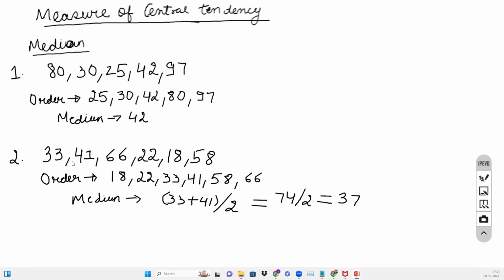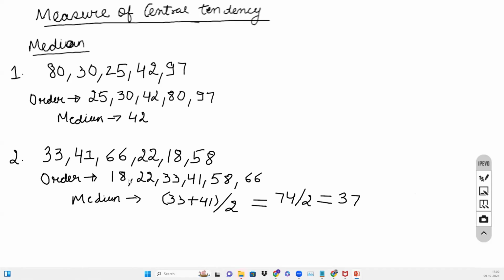Similarly, this is the data we have, but here the number of data points is 6, which is an even number. First we are going to sort them in ascending order. So we have sorted them in ascending order, and then we are going to take the average of 33 and 41, the terms in the middle. The middle term here is calculated by n by 2.